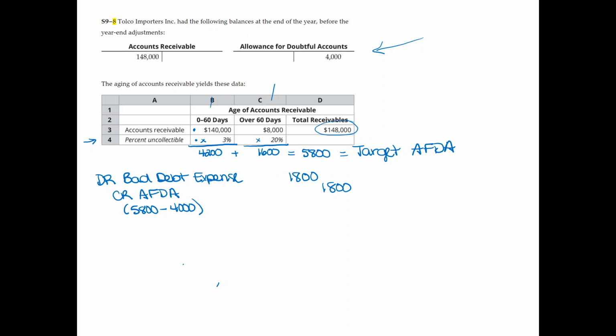Okay. Part 2 says to prepare the T account for the allowance for doubtful accounts. So I'm just going to extend this one that we've got here. We've started with the 4,000. Now we just booked a credit, so we can add that 1,800. And at the end of the year, now our adjusted balance is 5,800. And that is what we want because that's our target. So we're not booking the full 5,800, we just book the difference.